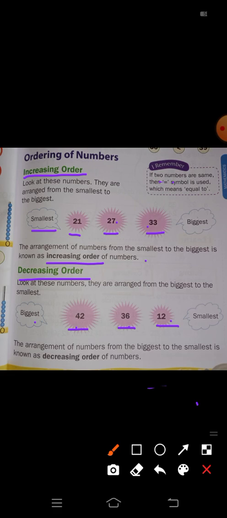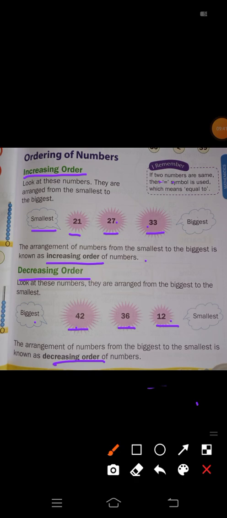Now how are these numbers arranged here? Biggest to the smallest. The arrangement of numbers from the biggest to the smallest is known as decreasing order of numbers. Understood?